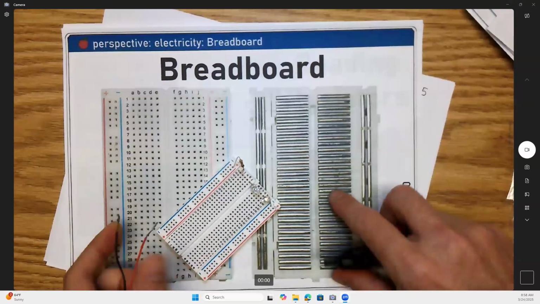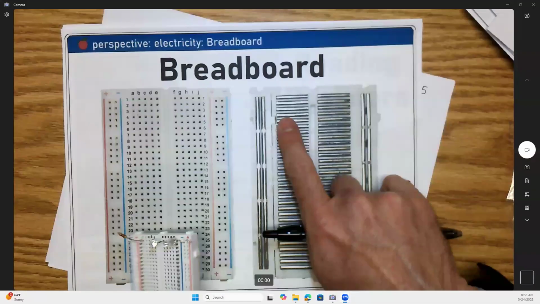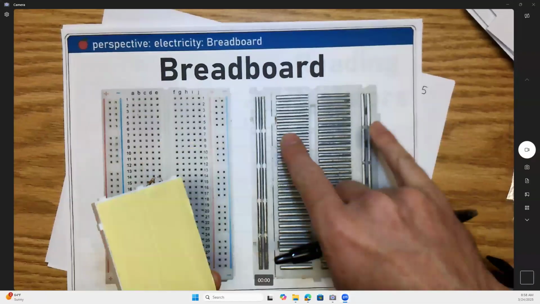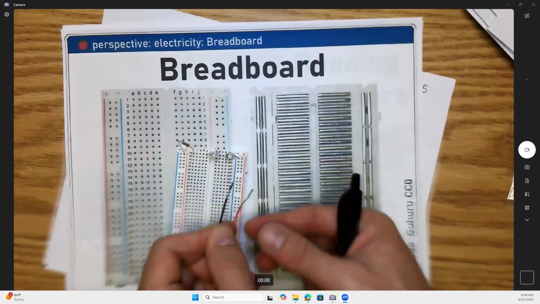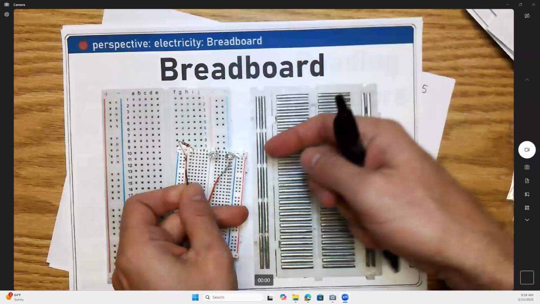Now the breadboard, if you flip it over, mine has a tape on the back, but if you took this off, this is what it would look like. You can see these metal strips, so you see how it connects in here. Anyway, I've got a resistor here and a couple of LEDs.